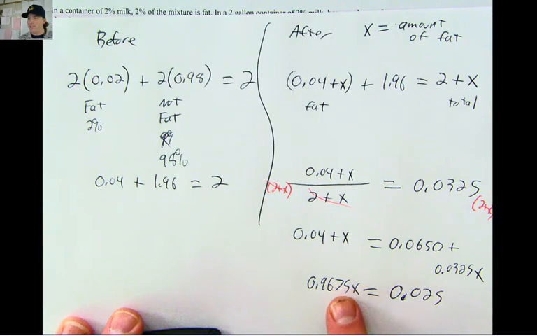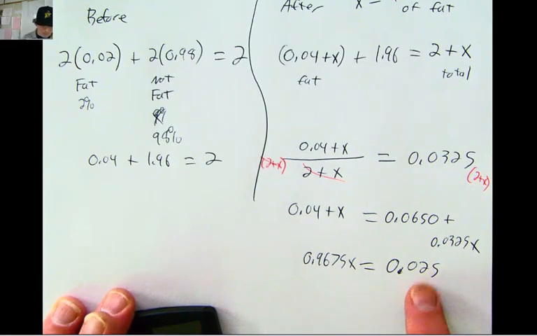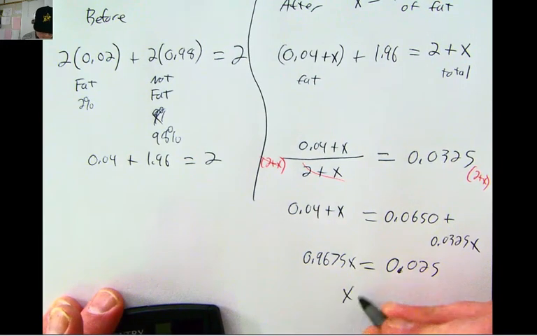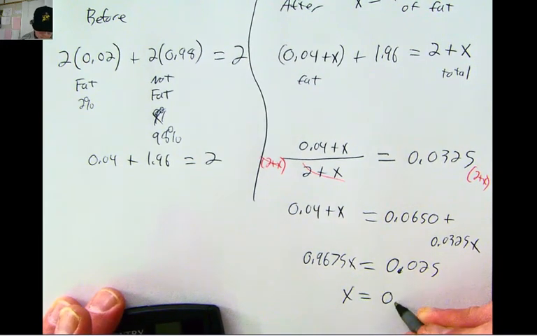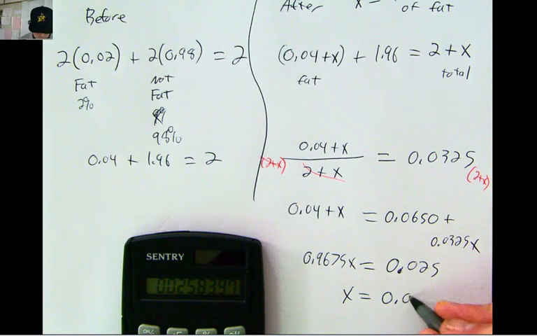All right, last step. We're going to divide both sides by this 0.9675. So 0.025 divided by 0.9675 is, x was 0.0258.